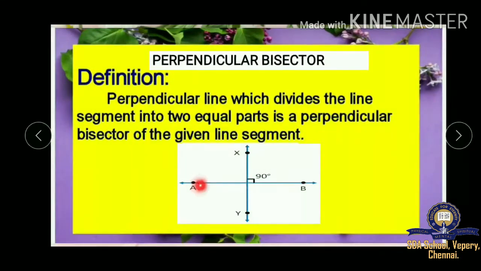See here, AB is a line segment and XY is a perpendicular line. The perpendicular line divides the line segment into two equal parts, so that the length OA and the length OB are equal. So this is a perpendicular bisector of the given line segment.